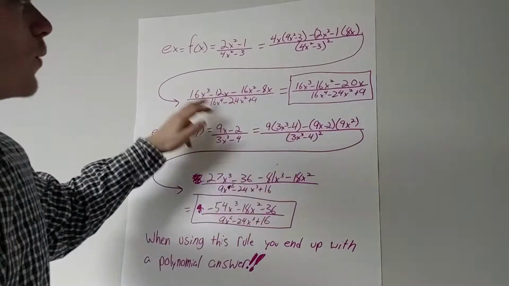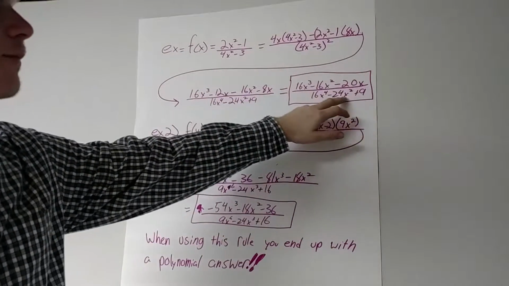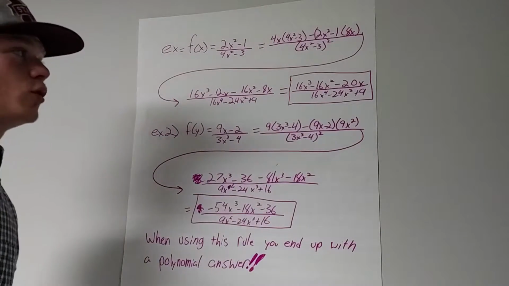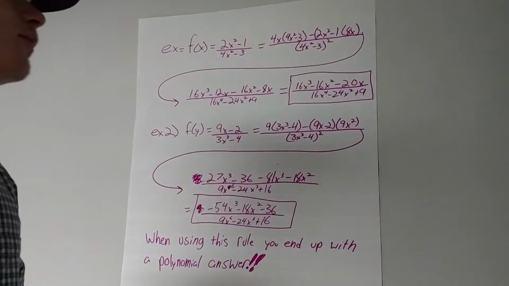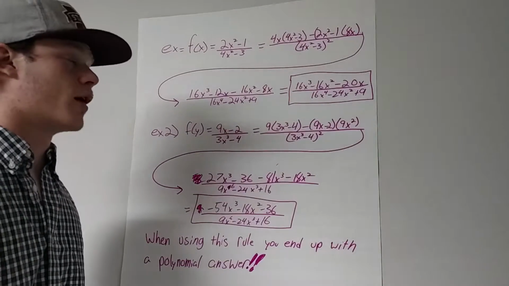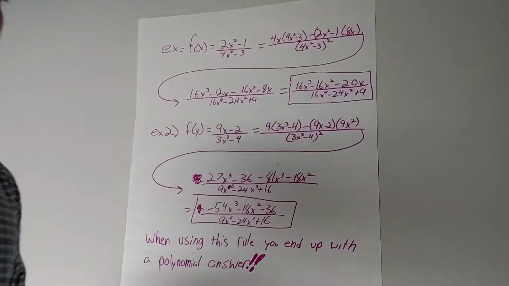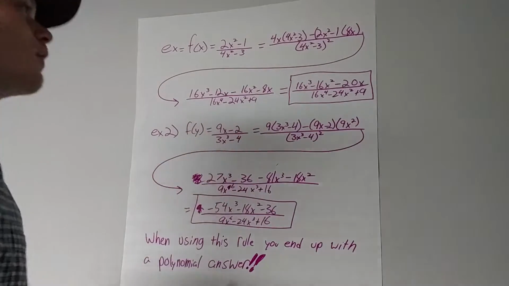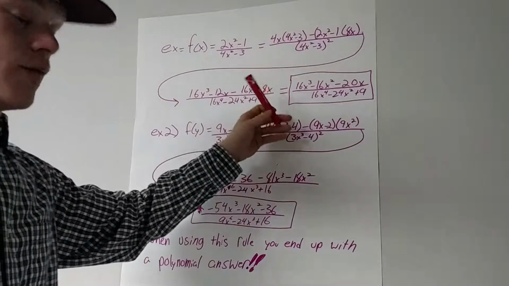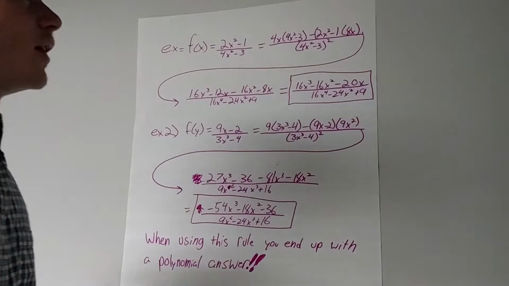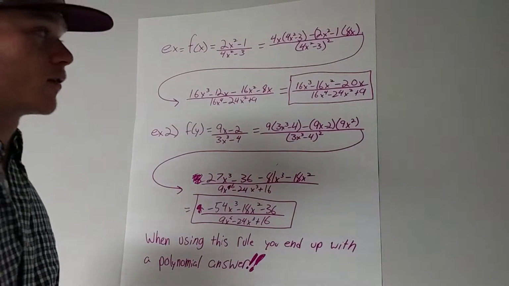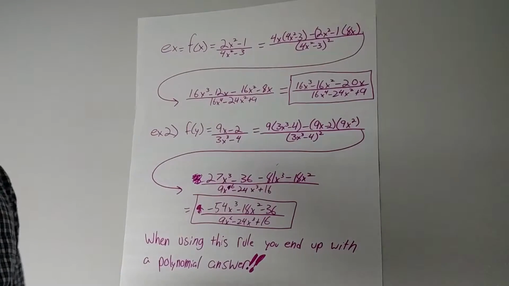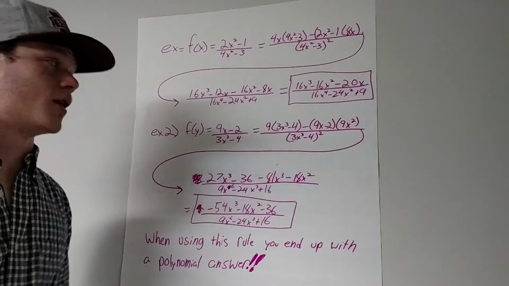You can pull a 4 out on top if you wanted to, which would make this 4 times 4x cubed minus 4x squared minus 5x. I chose not to do it in this representation, but you can if you wanted to. But your final answer is going to be a version of 16x cubed minus 16x squared minus 20x all over 16x to the fourth minus 24x squared plus 9.